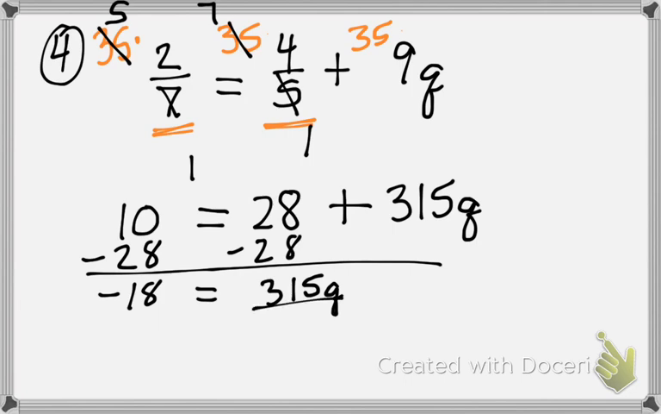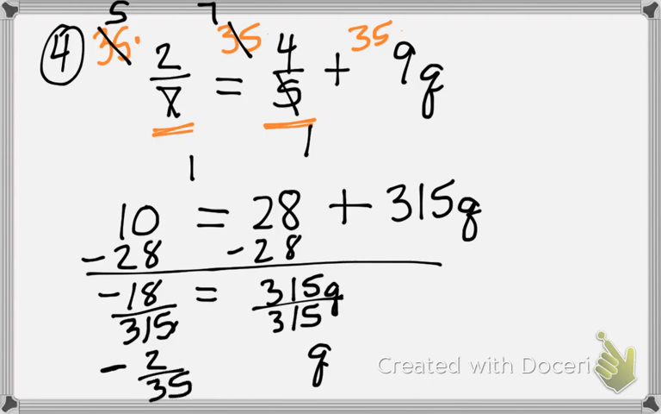I've got to divide both sides by 315. And I'm going to leave this as a fraction. Okay, so it's a negative divided by a positive, so I know it's going to be a negative fraction. And I can divide 18 by 9 and get 2. And I can divide 315 by 9 and get 35. So it's negative 2 over 35.